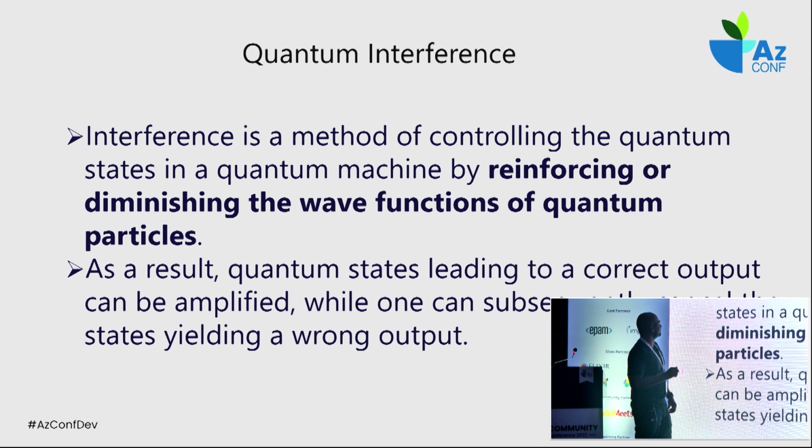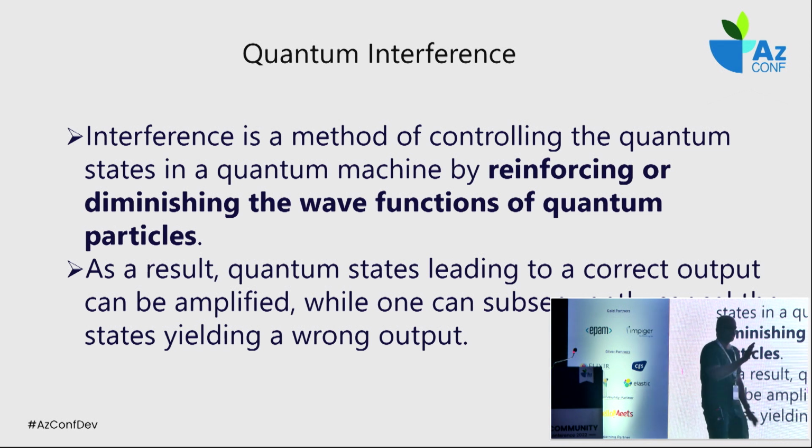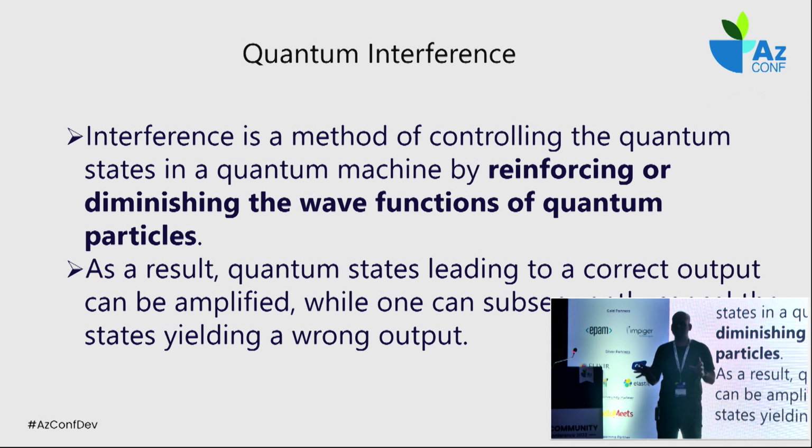Next. Interference. Okay. So it's a method of controlling the quantum states in the quantum machine by reinforcing and diminishing the wave function of quantum particles. For this I'll give a small example. See, I actually came up with all these stupid examples so that we'll understand. It's enough if you understand somewhat. That's what I wanted out of this session, for you to at least understand these three keywords so you can use them at some point when quantum computing picks up.